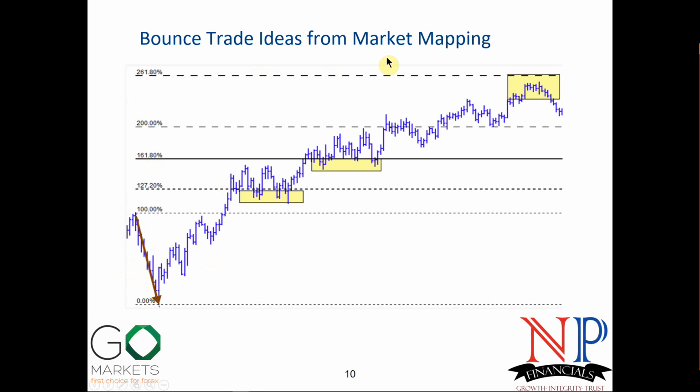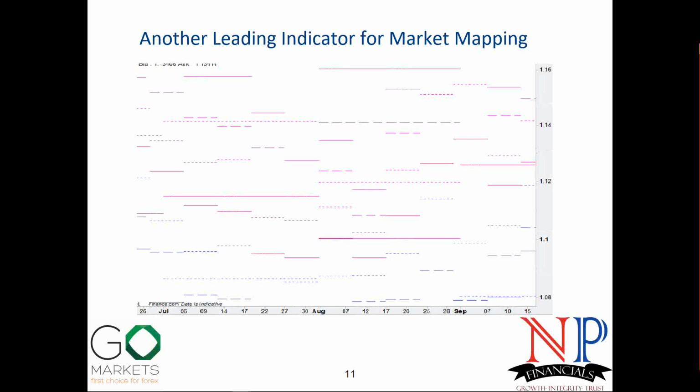How have we mapped the market? We have just taken a simple Fibonacci, and the correct ratios of Fibonacci extensions are 127.2, 161.8, 200, and 261.8, because 261.8 is derived from the golden ratio by squaring it. Okay, next one. Another leading indicator for market mapping is the pivot point.